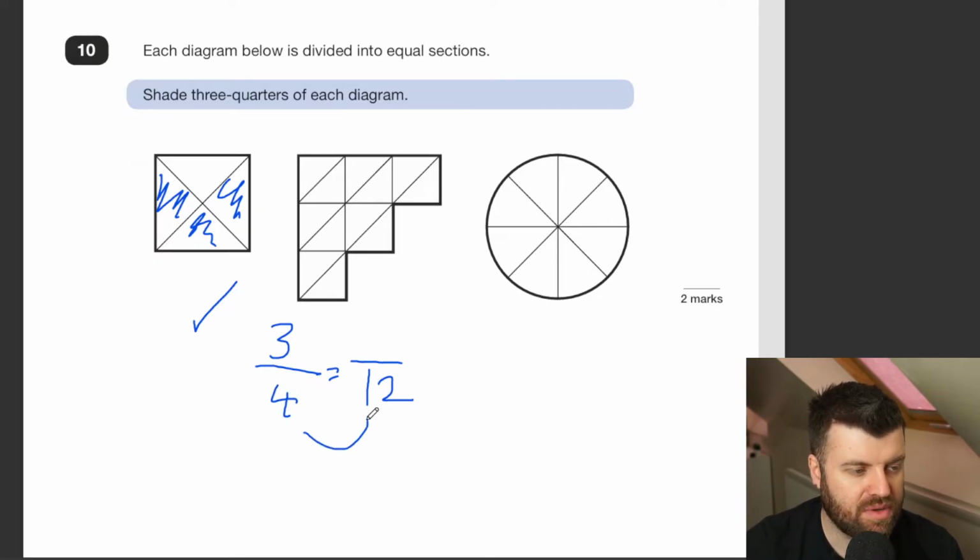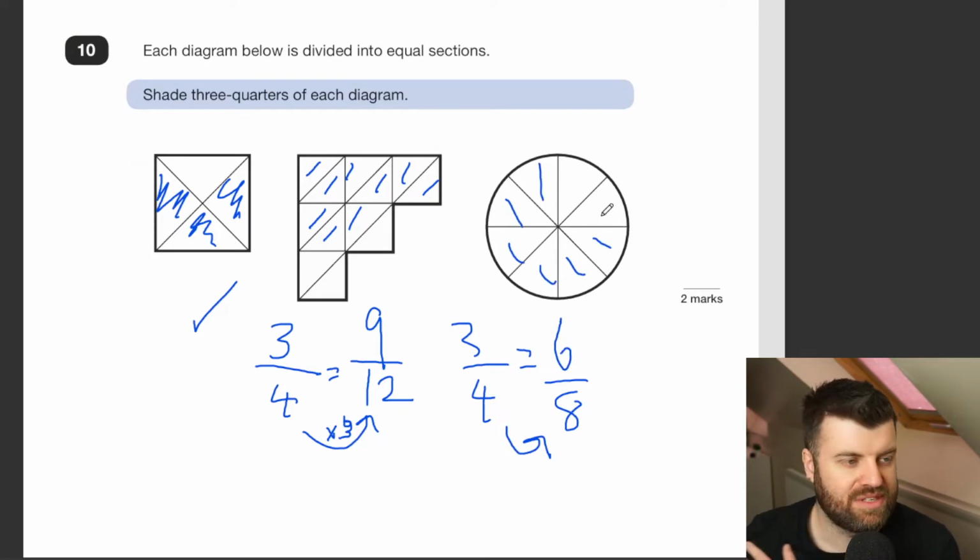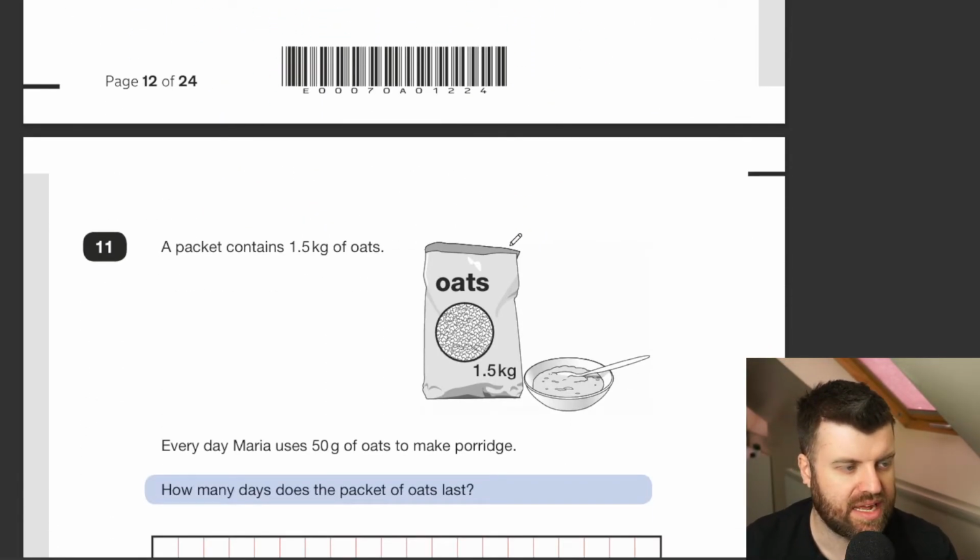So we multiply the bottom by 3 to get 12. 4 times 3 is 12. Do the same to the top, we get 9. So we need to shade in 9. 1, 2, 3, 4, 5, 6, 7, 8, 9. And over here again, it's out of 8, which if we were to find an equivalent fraction for 3/4, we double the bottom, do the same to the top, we get 6 eighths. 1, 2, 3, 4, 5, 6 to be shaded in. Again, 3/4 might be easy to visualize of leaving a quarter just like that. But that's how we answer that question.